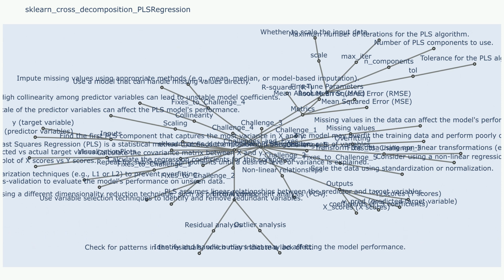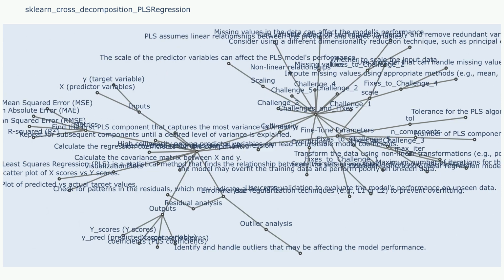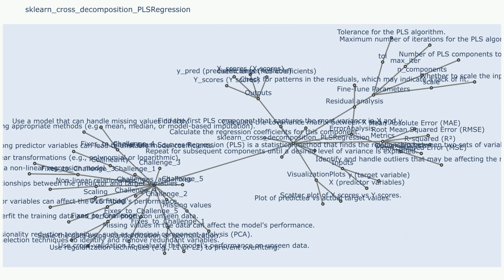Metrics: R squared, R2, represents the proportion of variance in the response variables explained by the model. Mean squared error, MSE, measures the average squared difference between the predicted and actual response values. Root mean squared error, RMSE, the square root of MSE, providing an interpretable scale for the error.